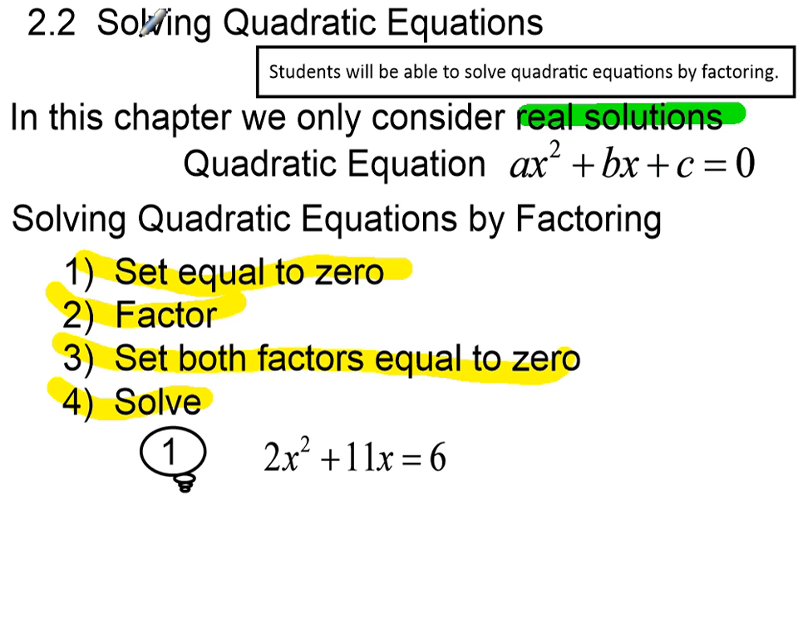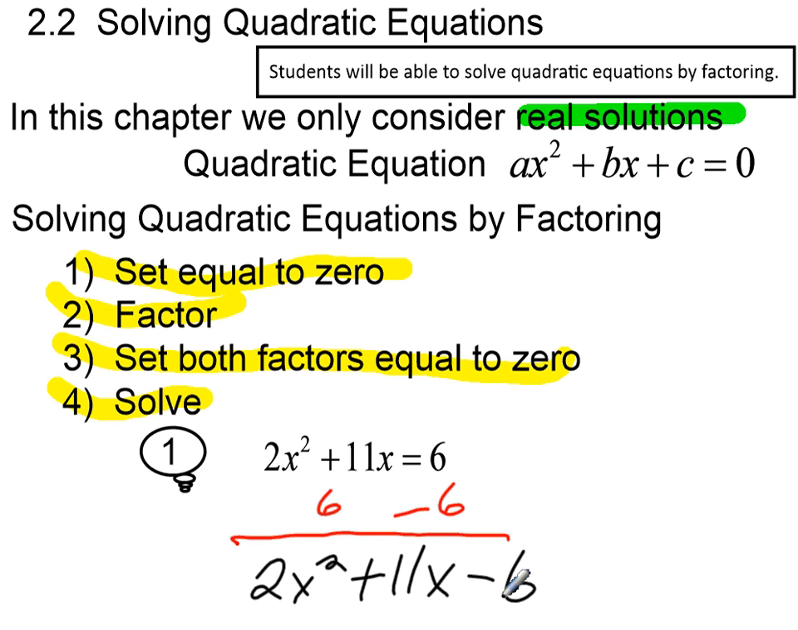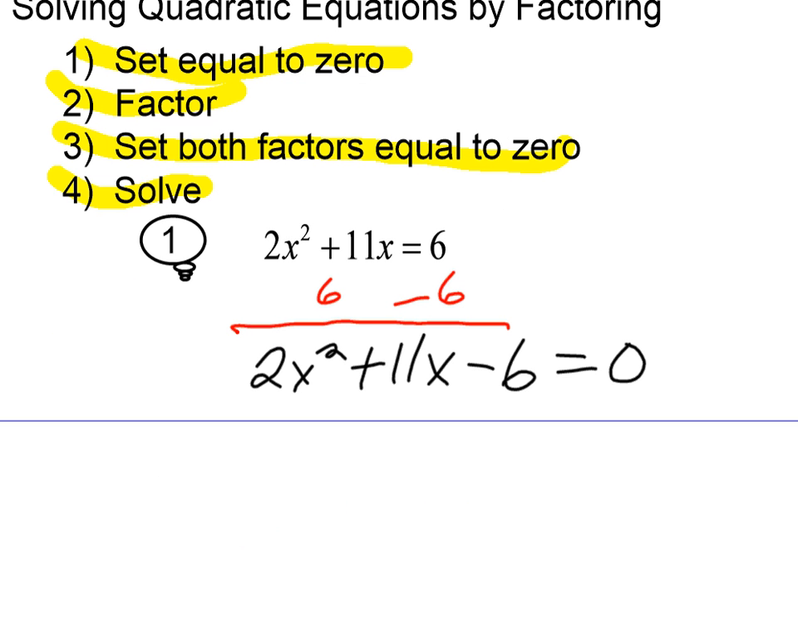Here I've got a problem that I'm going to solve by factoring, and my first step is to set the equation equal to 0. That means I've got to have one side or the other equal to 0. In this case, I'm going to get rid of that 6 from both sides of the equal sign. So I have 2x squared plus 11x minus 6 equals 0. Factoring does not work unless you've got the equation equal to 0 first. Step 2 is to factor.